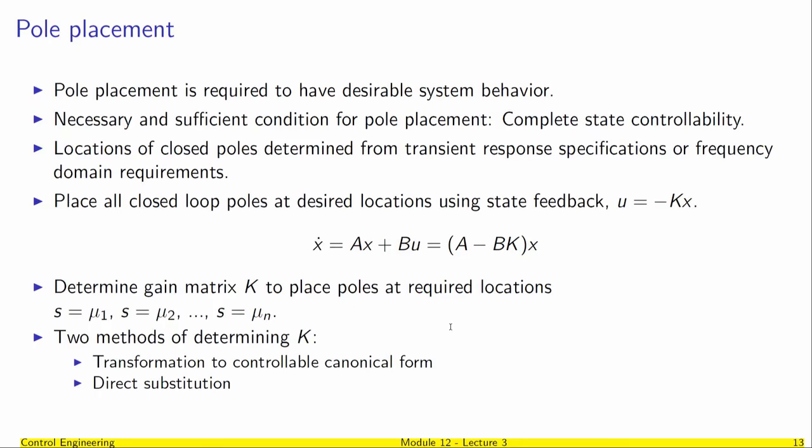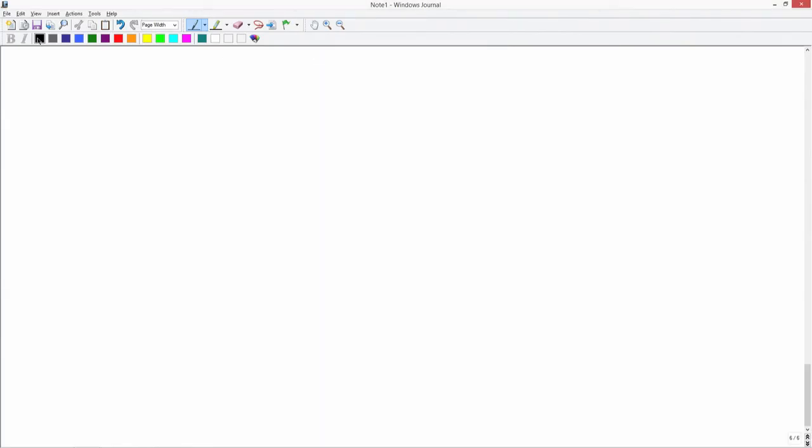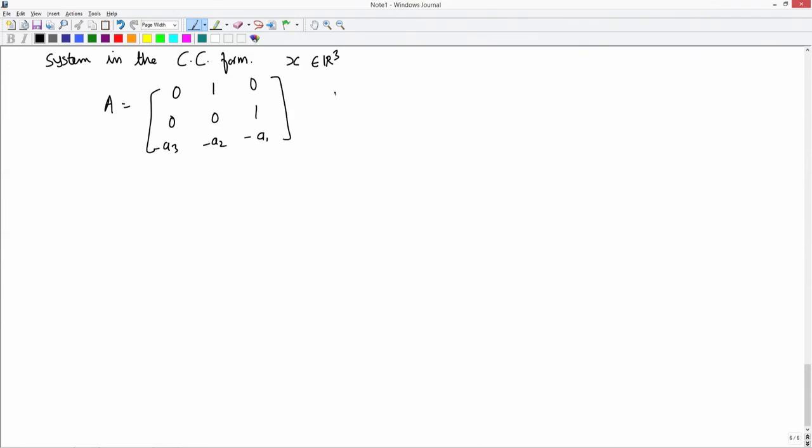There is also another method from the controllable canonical form. Okay, let us first write down and then see what it means. Let us say I have the system in the controller canonical form. I am just being a little lazy to write. So, for the purpose of derivation, let us just say that x is in R3. So, in R3 my A matrix would look like this: 0, 1, 0, 0, 0, 1, and I will have coefficients here: minus A3, minus A2, minus A1. The B matrix will have entries 0, 0 and 1.